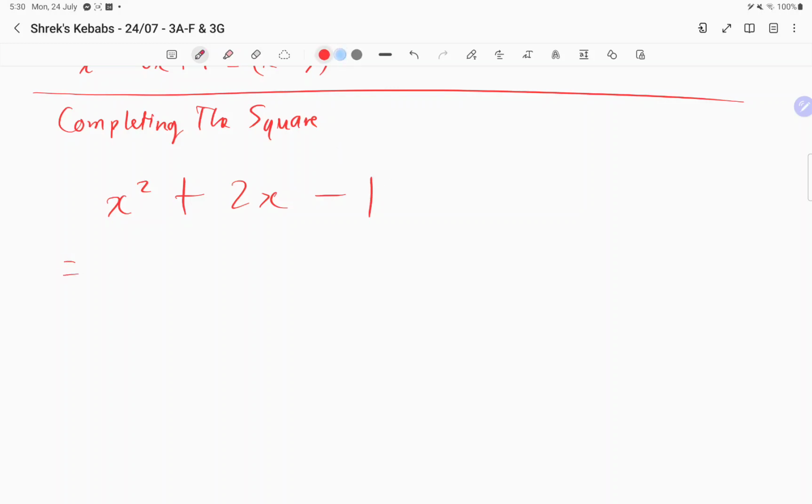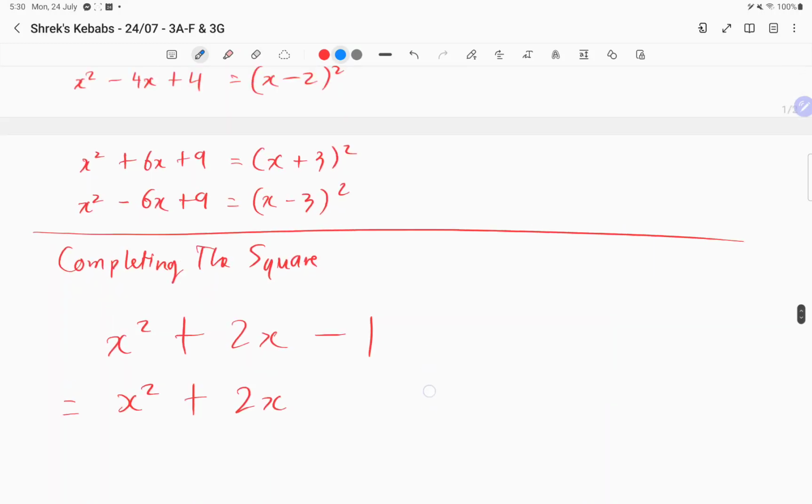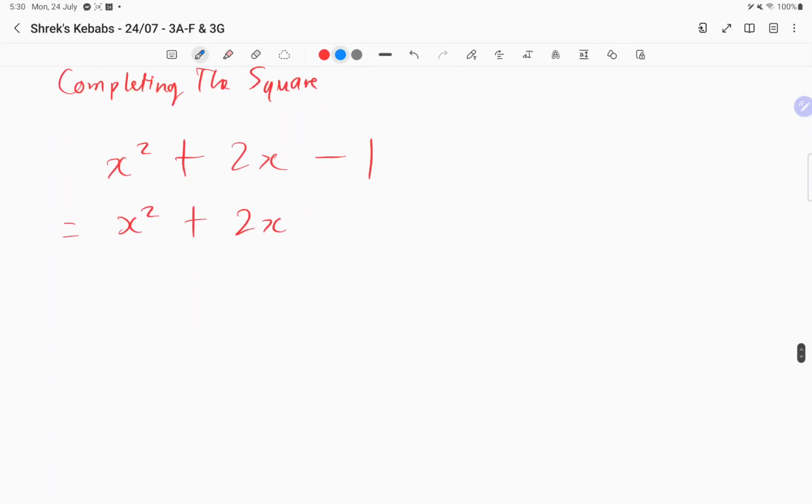What are we missing to complete the square? We're missing the plus 1. That's right, so we need to add the plus 1 in to complete the square.